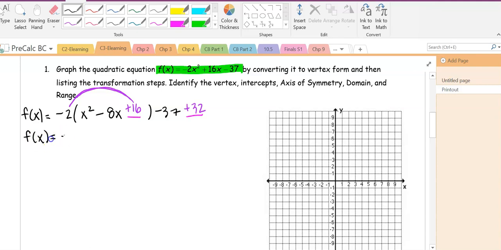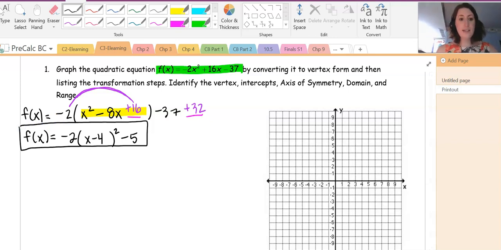Okay, and then we should be able to factor. This will become a perfect square trinomial, or it is a perfect square trinomial, I should say. Multiplies to 16, adds to -8. That becomes x minus 4 quantity squared. And -37 plus 32 is a -5. All right, so that right there is our vertex form.